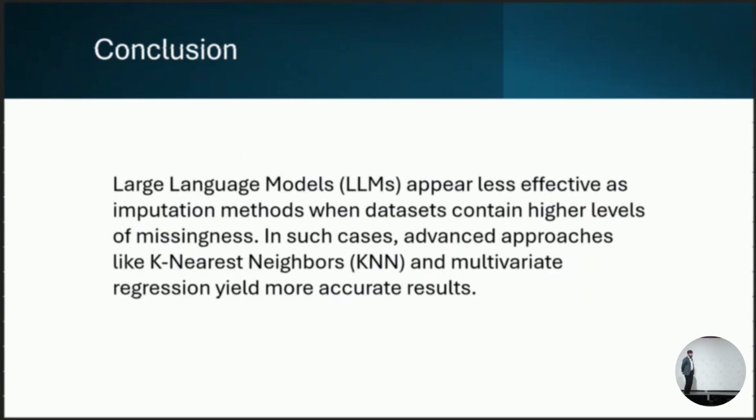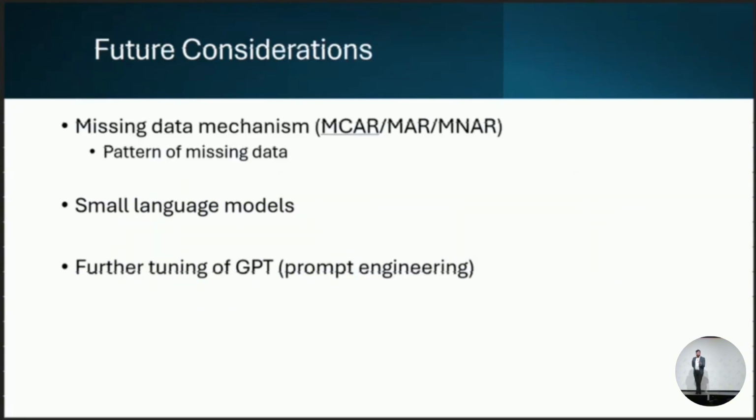It led me to my conclusion that large language models appear less effective as imputation methods when your data set contains higher levels of missingness. At that 5% level, if there's around 5% or less, great, maybe this is doing better. But anything more, I was seeing a more advanced approach like the KNN or multivariate regression give a better recommender system. Tons of future considerations here, right? I think I really just scratched the surface. I did as little as possible to get in front of you guys here today. I just really wanted to come and speak.